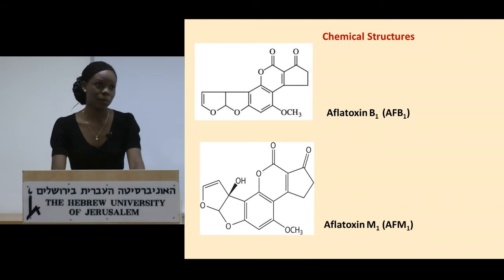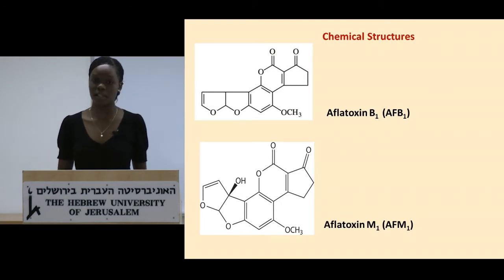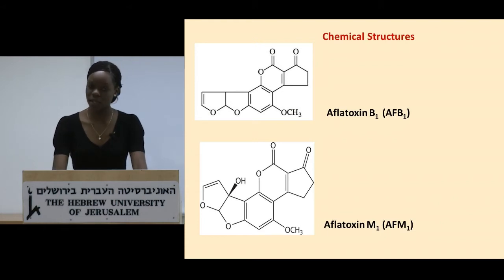Aflatoxin B1 is found in the plasma, while M1 is found in breast milk. There are actually different strains of aflatoxins, but today we'll focus majorly on these two, which are detected in children.